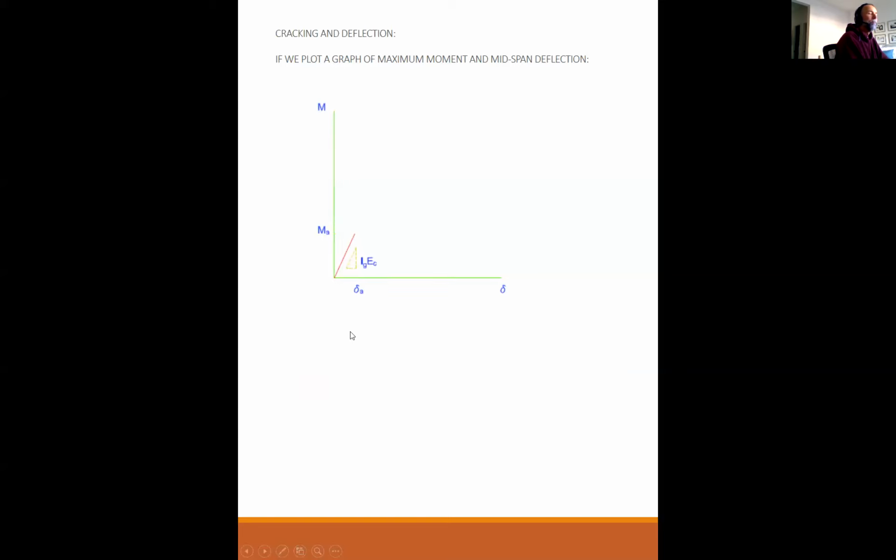At first, the moment deflection curve is linear as the beam is not yet cracked. And the slope of this is the stiffness of the beam, which is the moment of inertia of the gross section and the modulus of elasticity.